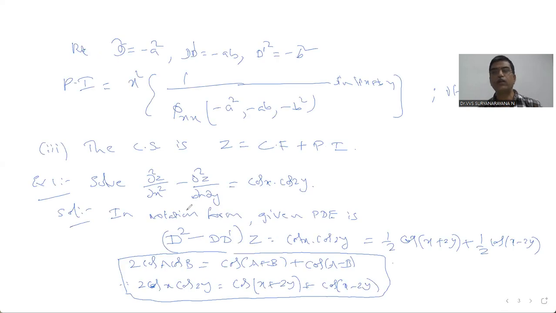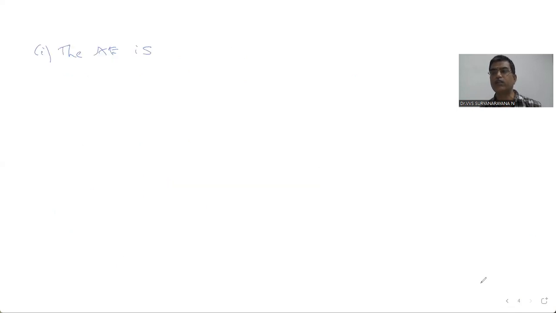Yes. So step 1. The auxiliary equation, as per the procedure: in place of D we'll put m, and in place of D' we'll put 1. So m² − m·1 equal to 0. So m² − m equal to 0. That is our auxiliary equation.